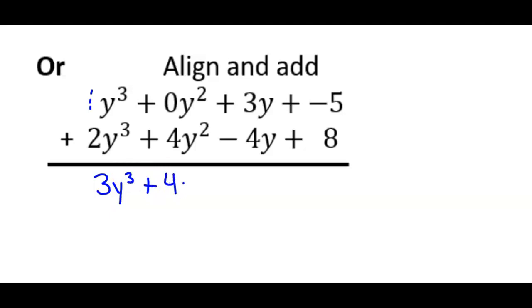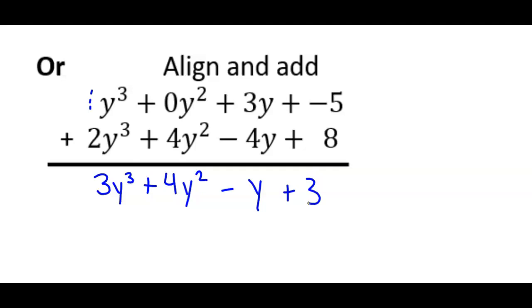plus 4y squared. Remember, don't automatically write that plus sign down. First do the math, and here's y, because that's going to be negative y, okay? And then I'm going to get plus 3. So don't automatically write this sign down. Do the math first, then that sign goes with your answer, okay? So that's aligning and adding.